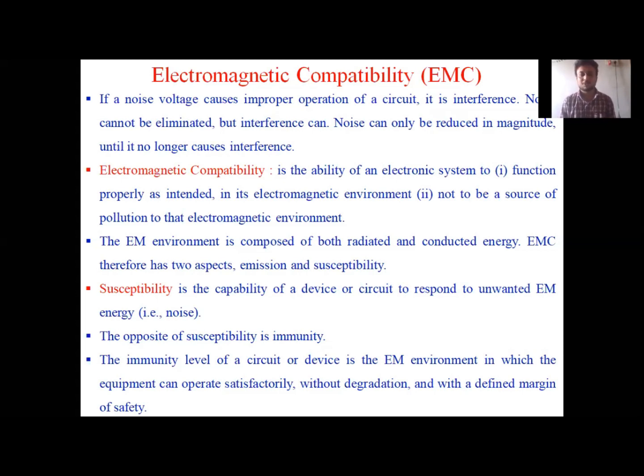Now the second type of emission can happen through radiation process. How does radiation occur? Which are the devices which can generate radiation? Antennas. If I have antennas, antennas are meant or designed to radiate energy into the space. So that radiation is intended radiation, desired radiation. However, the conducted emission is undesired radiation. Please try to understand this.